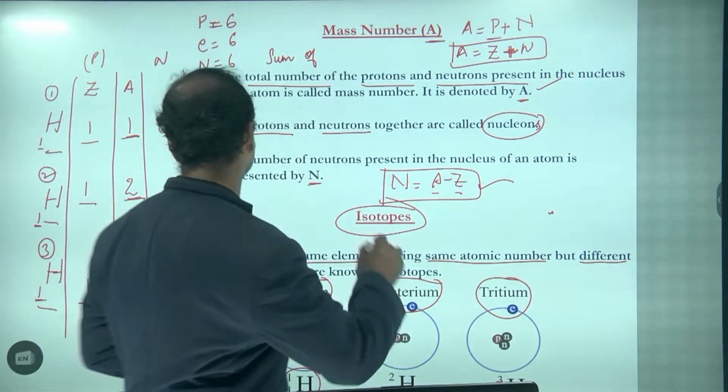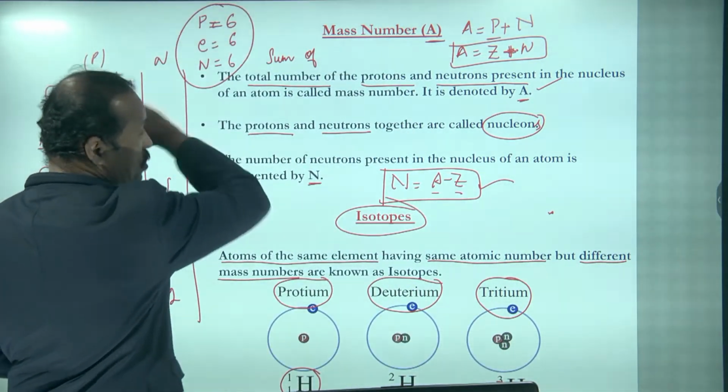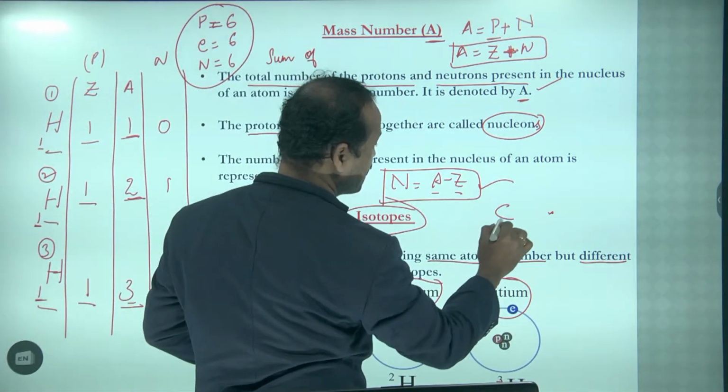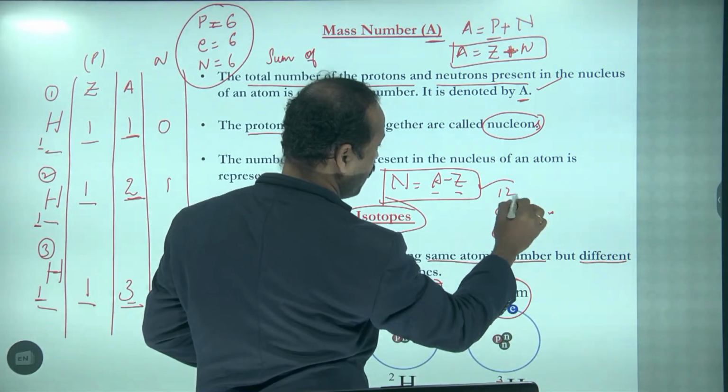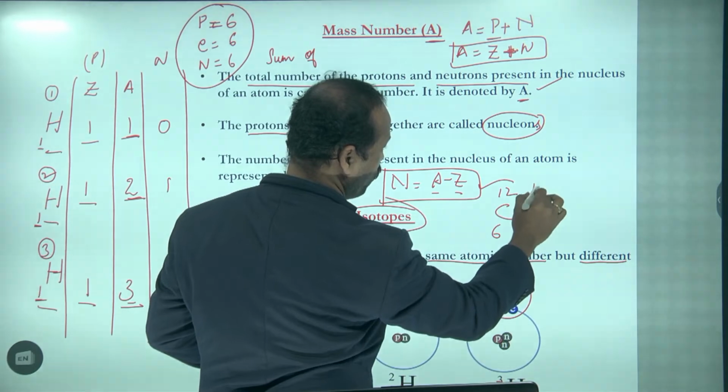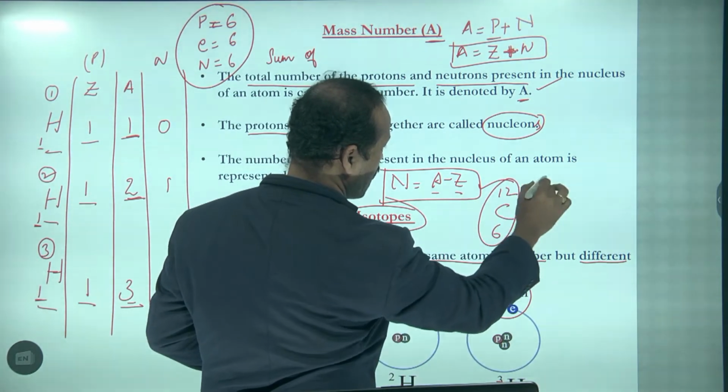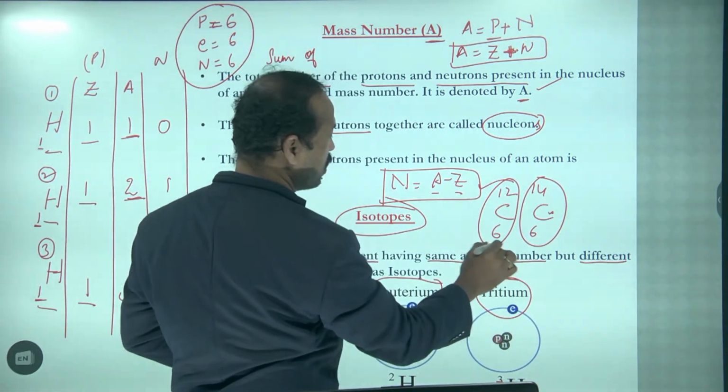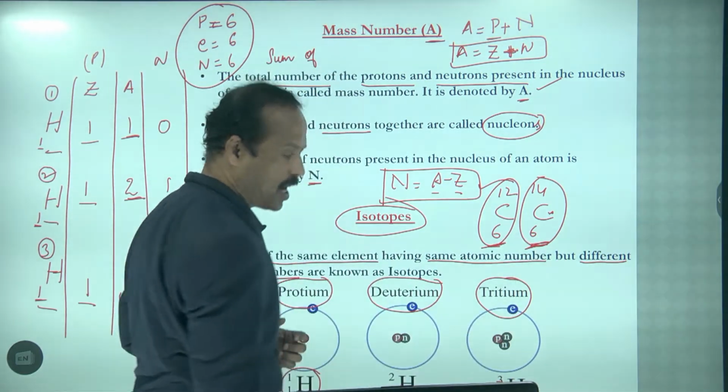Like carbon also. Just now we were discussing carbon. So carbon also has isotopes, like C-12 and C-14. So these two are also carbon only. This is normal carbon. This is called radiocarbon.